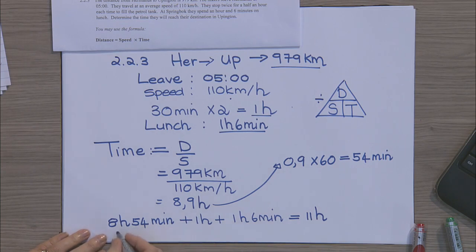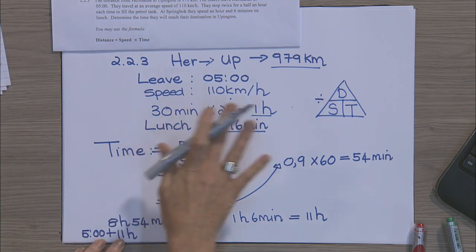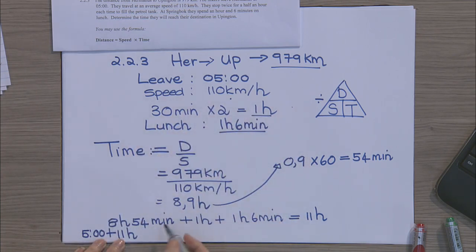So now I'm taking the 11 hours and I take the 5 o'clock in the morning, plus the duration of the 11 hours that it took me to do everything. And if I add it together, I will arrive at Upington at 1600 hours. Of course, this is 4 o'clock in the afternoon. So that was question 2.2.3.